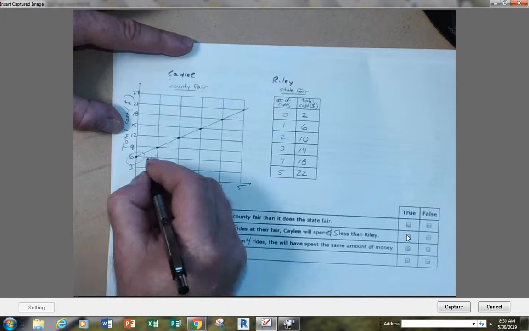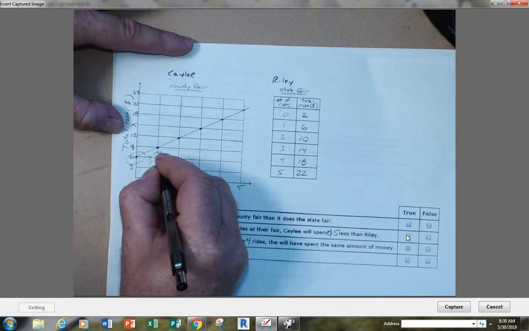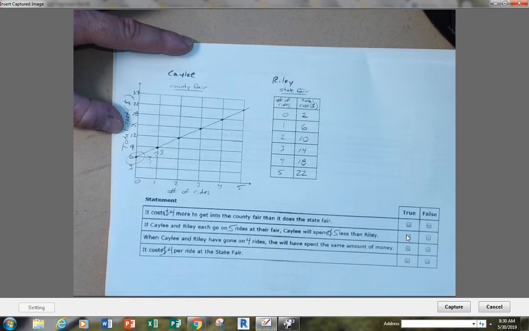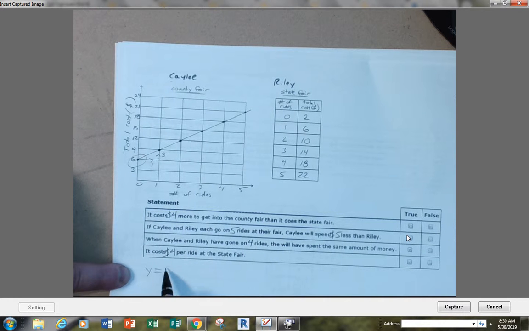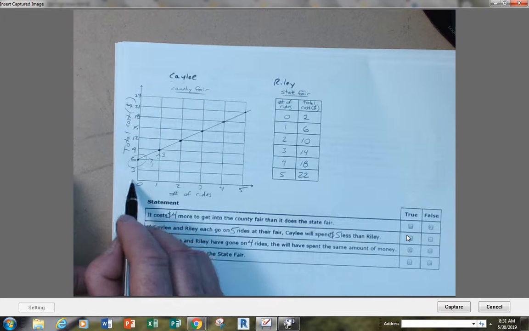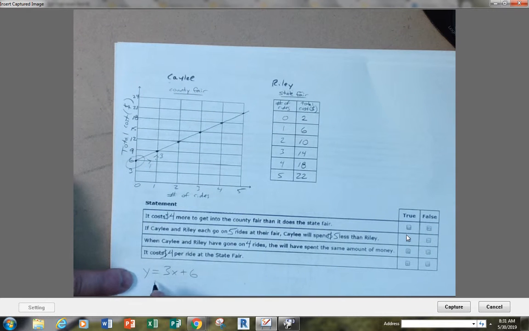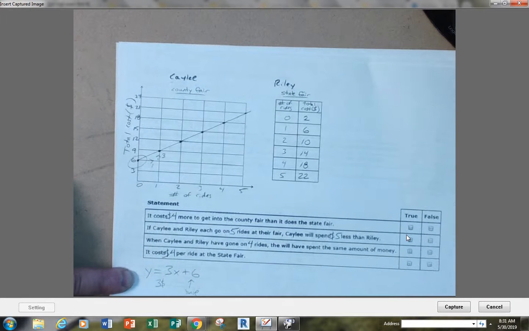So the equations, y-intercept of 6. For this one, every time I'm going over 1, I'm going up 3. That's my slope. So for Kaylee, for this situation, going to the county fair, 3x, or $3 per ride, plus $6 that you're spending before you even sit on a ride or even look at a ride. That's how much you're spending to get into the place. $6 is your base charge. So $3 per ride, $6 entry fee to get into the fair.